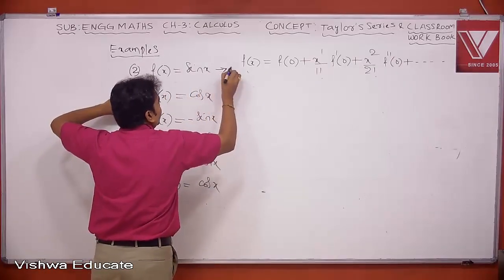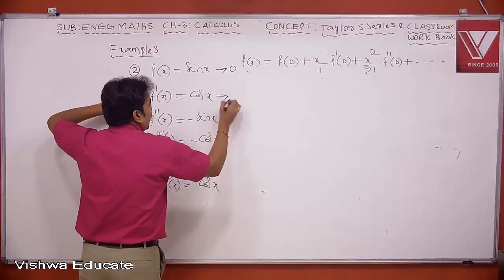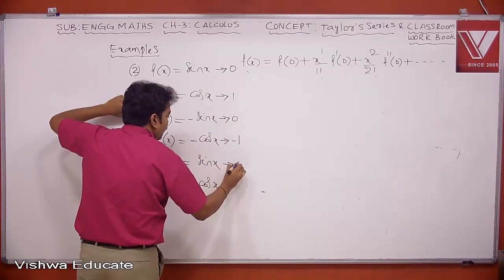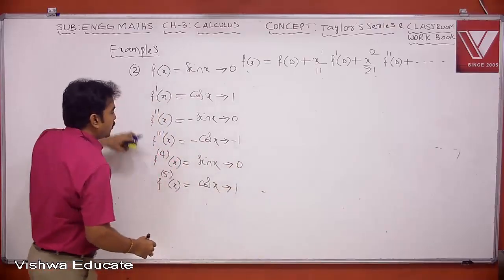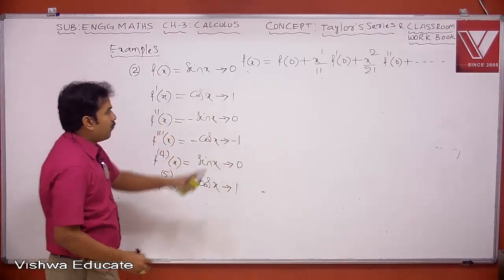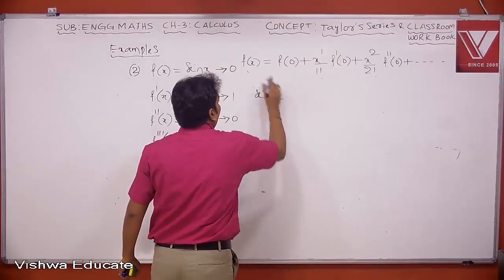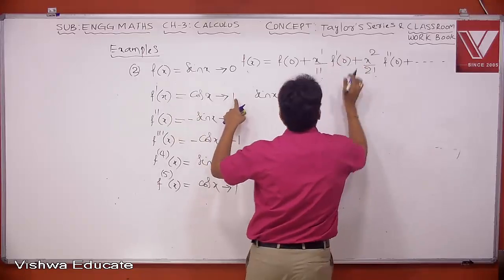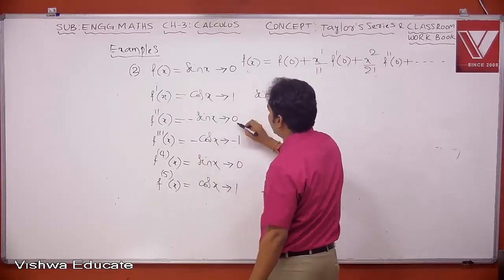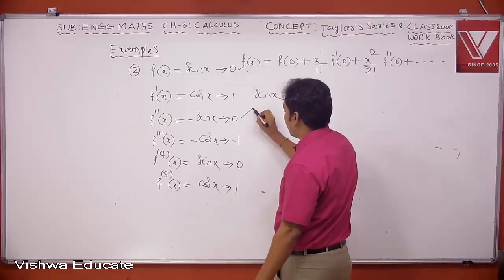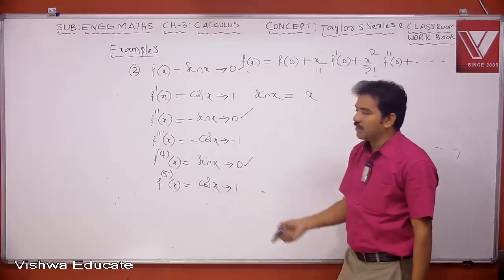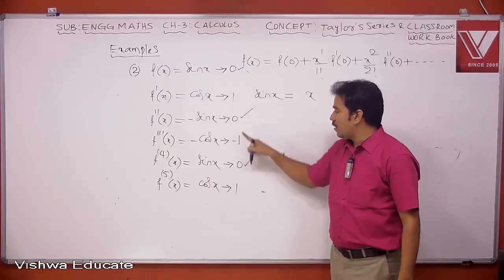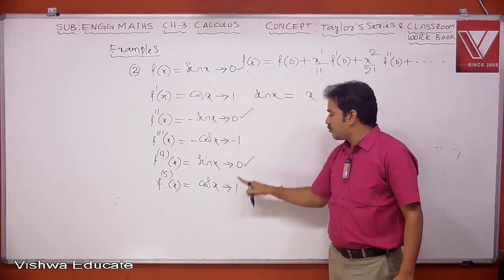Here what is f of 0? This is 0. f dash of 0, cos 0, is 1. This is 0. And this value is minus 1. This is 0. And this value is 1. So we have replaced x by 0. Because f of x is sin x, f of 0 is 0, f dash of 0 is 1, but the second derivative will be 0. f of 0 is 0, second derivative is 0, fourth derivative is 0, sixth derivative is 0. First derivative is plus 1, third derivative minus 1, and so on. So 1, minus 1, 1, plus 1, minus 1, plus 1.